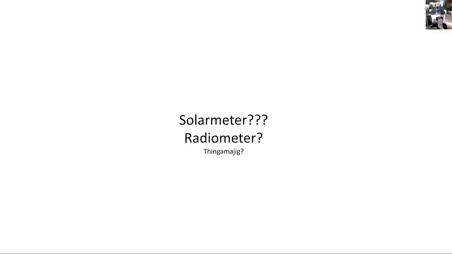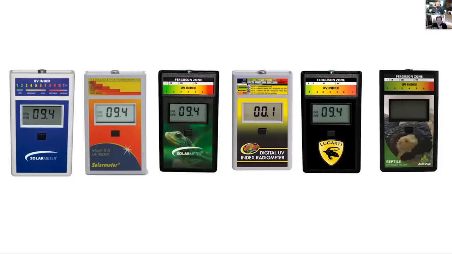Okay, that's awesome. So we wanted to touch on solar meters. Yes, let's do that. Do you have a solar meter? Yep, it's just behind me. Yeah, he's a good boy.